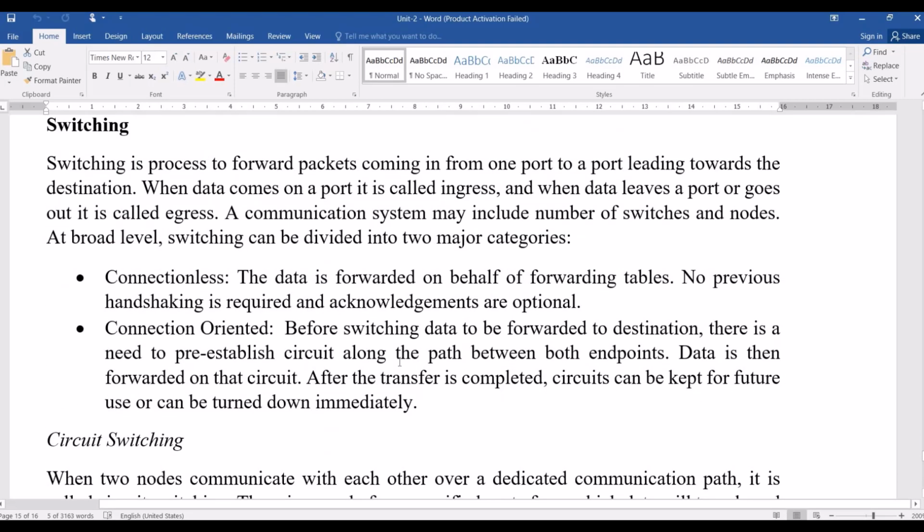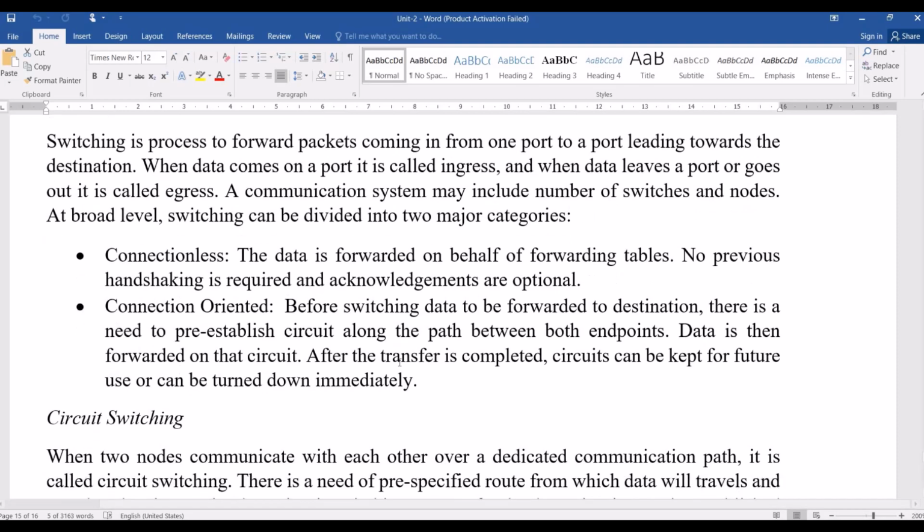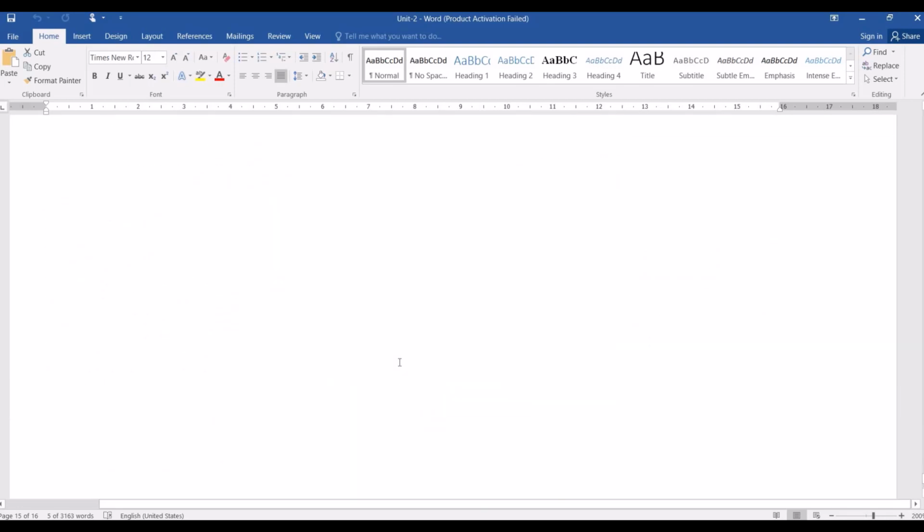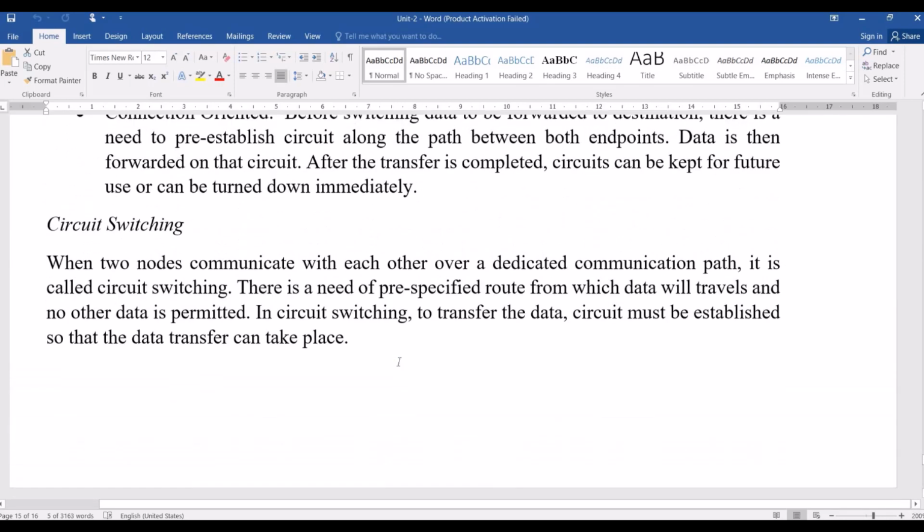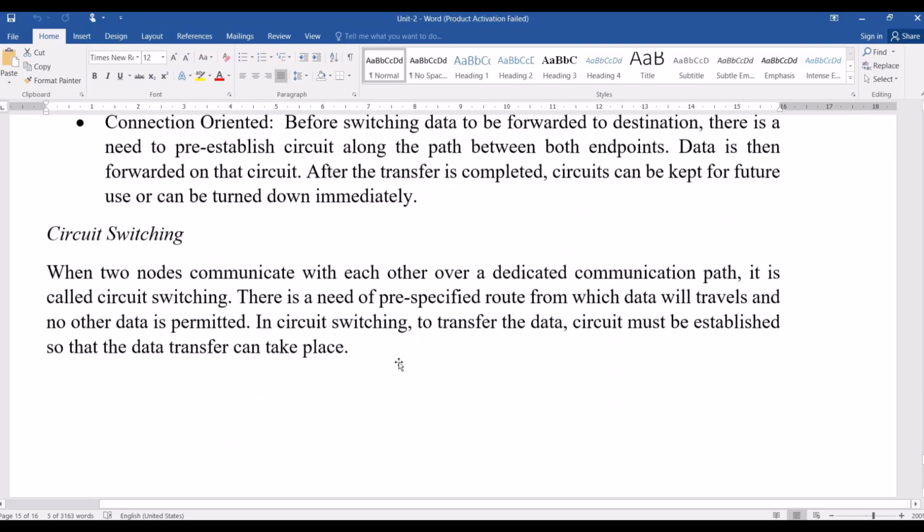And let's go to switching. Still more left is switching, circuit switching.